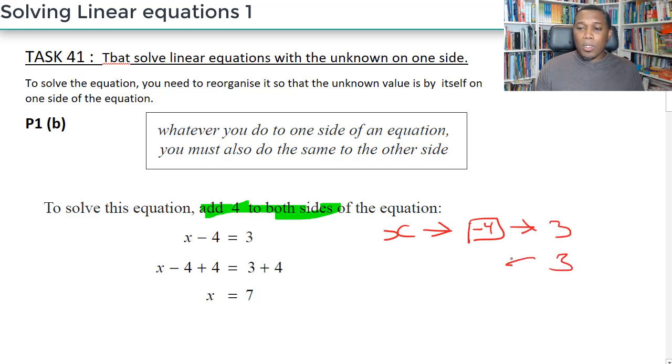So going backwards, I need to add 4 to get 7. So x is equal to 7. It does the same job, different method. The function machine, if you want, you can stick with that up to 1 and 2 steps when the x is on one side, the unknown is on one side as per the learning objective.